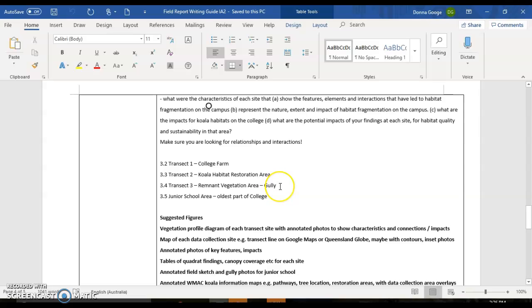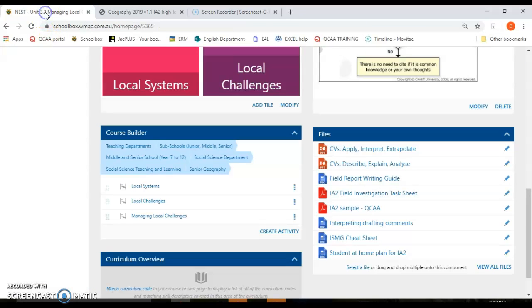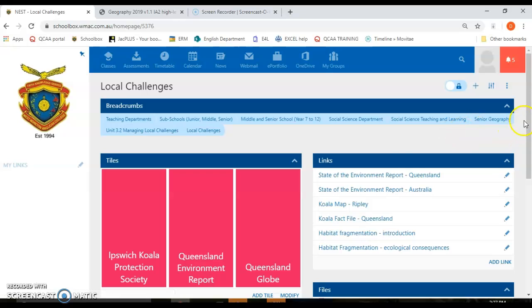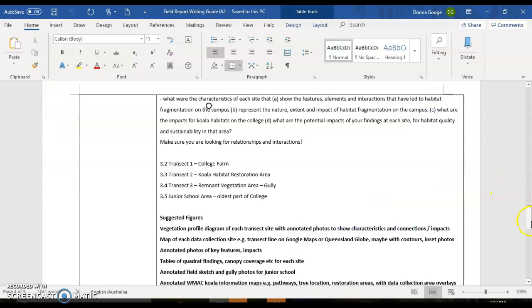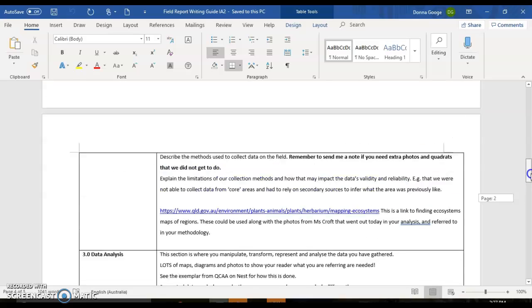Now, I did send some details earlier that there is information from the Queensland State of the Environment Report that talks about the different levels of habitat fragmentation. So you might want to categorize this as different levels of fragmentation. I think I may have mentioned that.